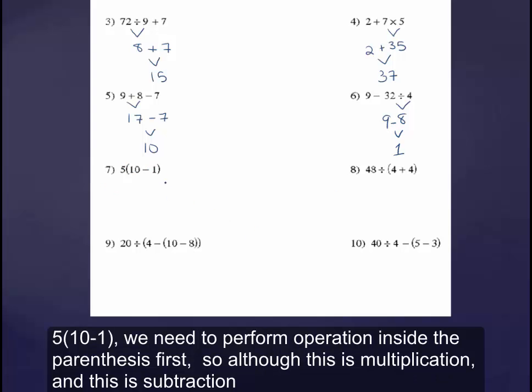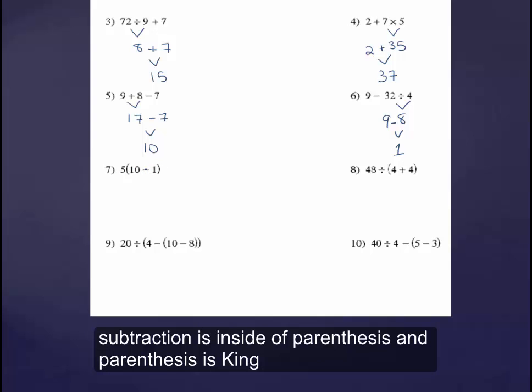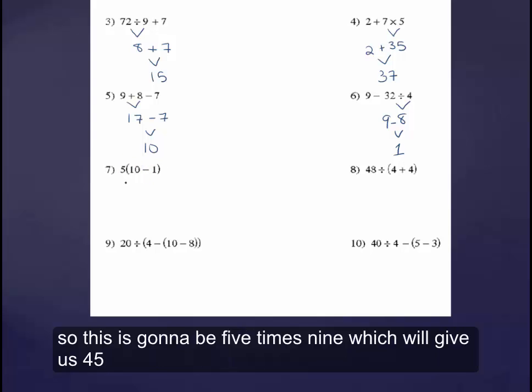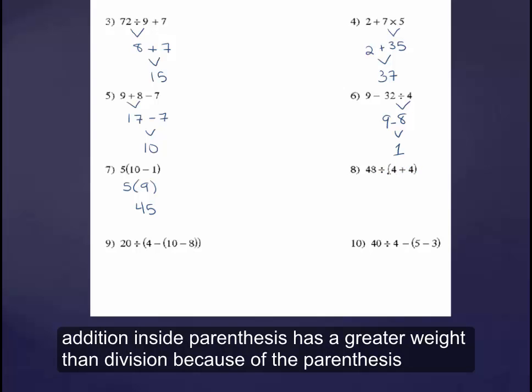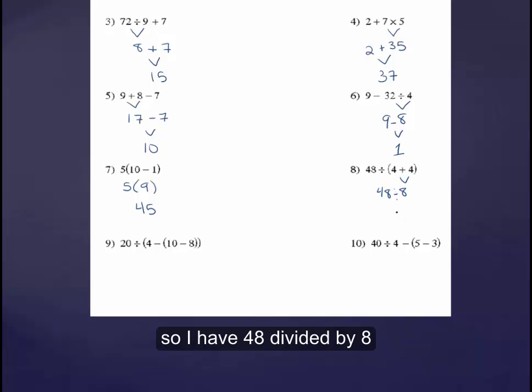5 times 10 minus 1. We need to perform our operation inside the parentheses first. So although this is multiplication and this is subtraction, subtraction is inside parentheses and parentheses is king. So this is going to be 5 times 9, which will give us 45. I have 48 divided by 4 plus 4. Again, addition inside parentheses has a greater weight than division because of the parentheses. So I have 48 divided by 8, which will give me 6.